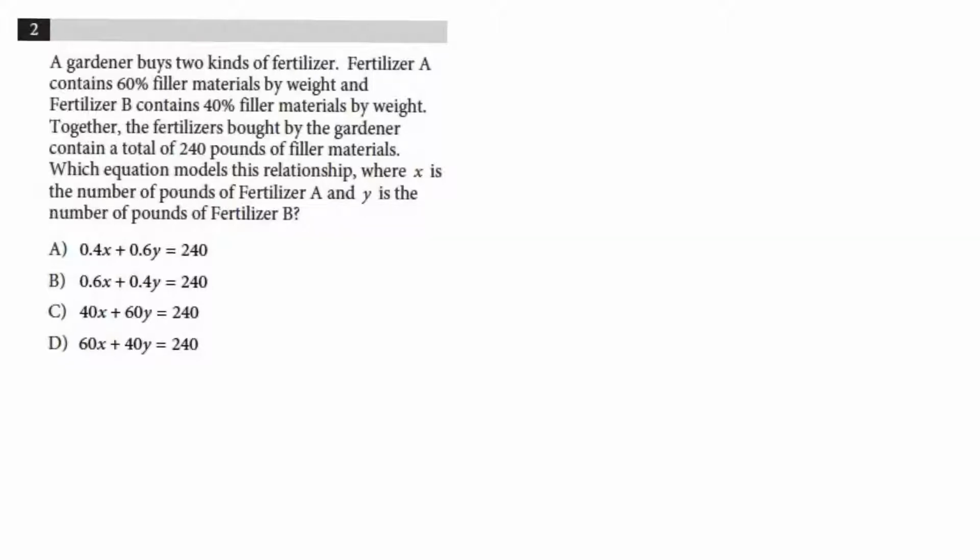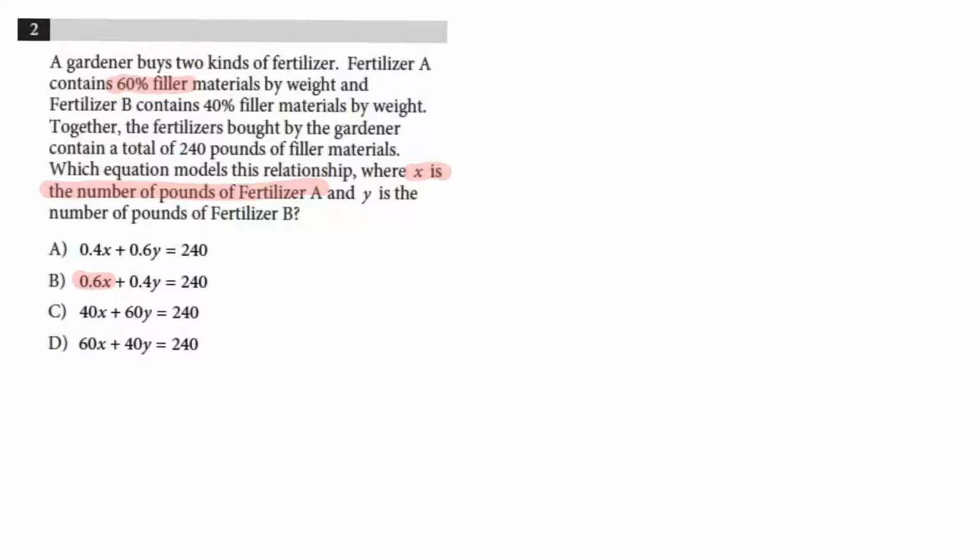Okay, well, fertilizer A had 60% filler, and x is the number of pounds of fertilizer A. So we're going to need to multiply fertilizer A by 60%. And it looks like we only do that in one option here.